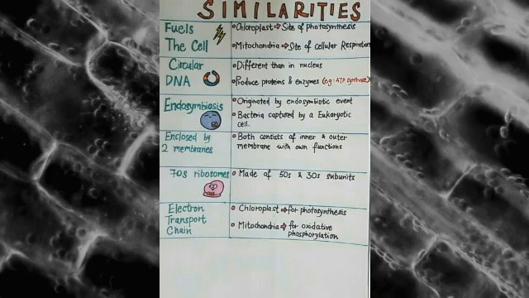Mitochondria and chloroplasts have striking similarities to bacterial cells. They have their own DNA, which is separate from the DNA found in the nucleus of the cell, and both organelles use their DNA to produce many proteins and enzymes required for their functions.